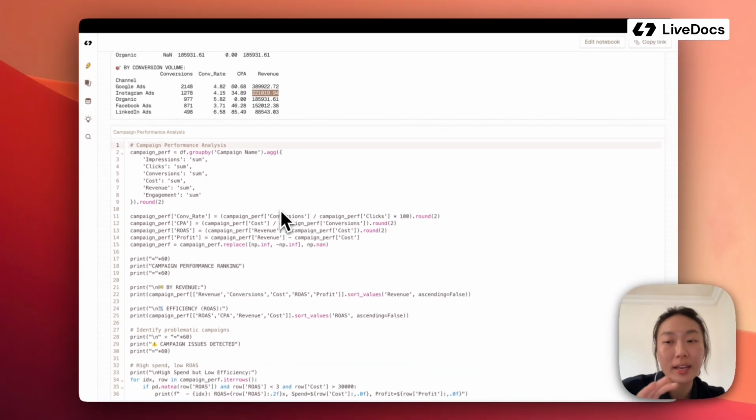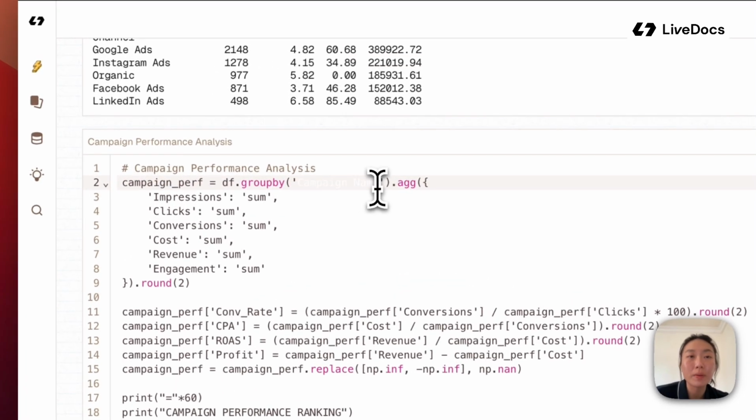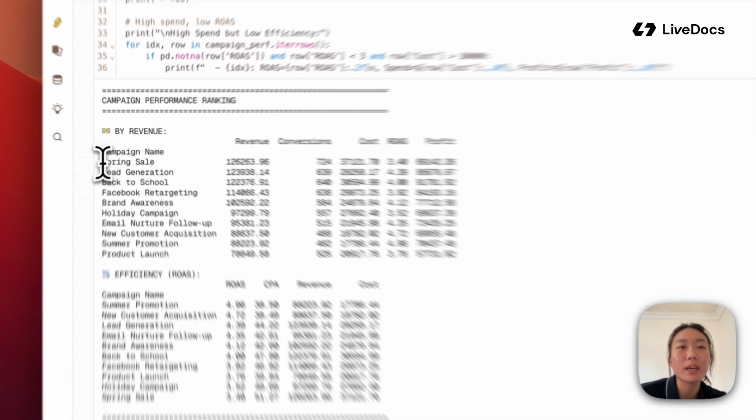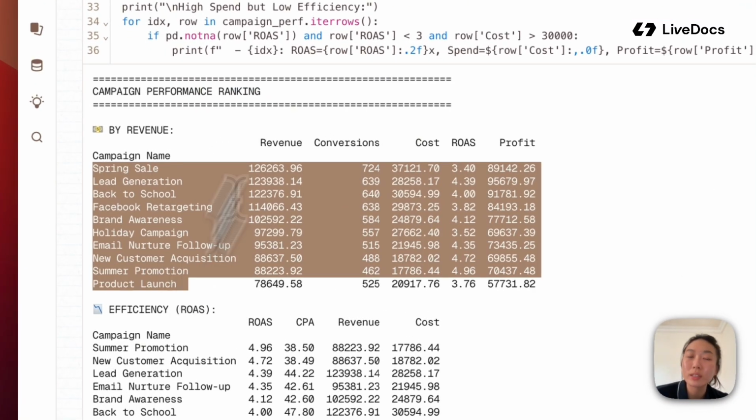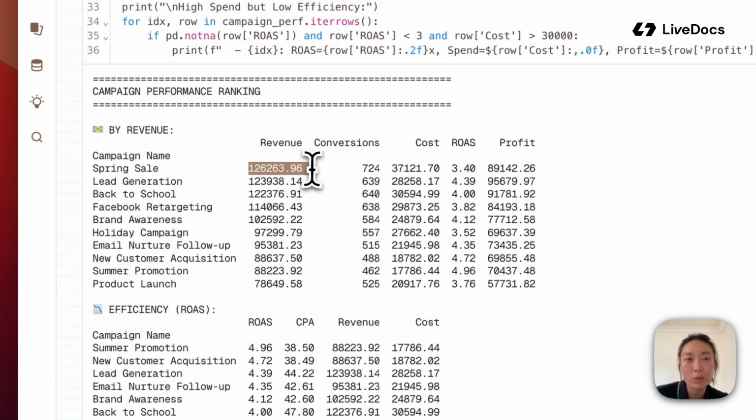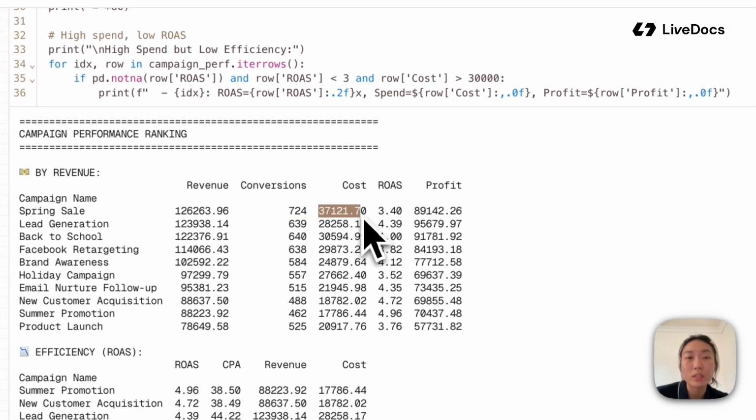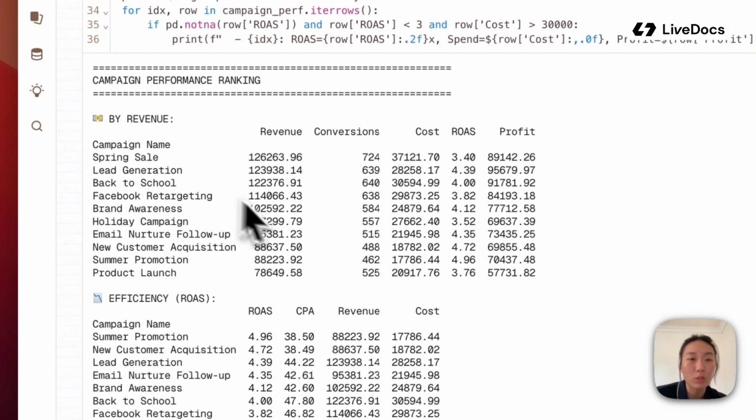And next, after analyzing the channels, now we have to analyze the campaigns. We group by campaign name and aggregate into sums. And here are the results. We can see the campaigns that we have organized, and this is the revenue generated from each campaign. As you can see, the spring sale has the highest revenue, with conversions of about 724, and cost of about 37,121.70. Return on ad spend is about 3.40, and the profit generated is about 89,000. And the second will be lead generation, and so on, as you can read here.